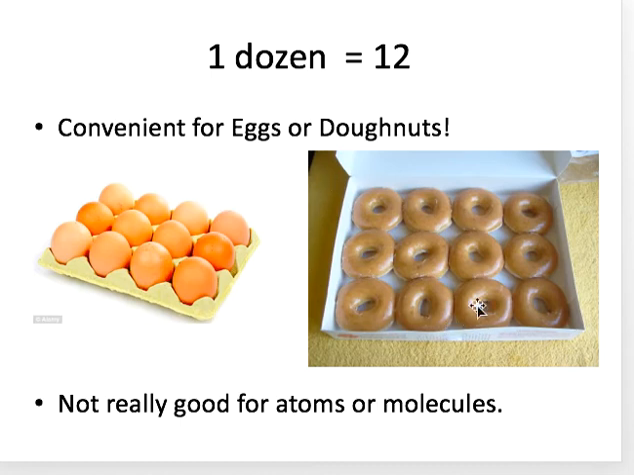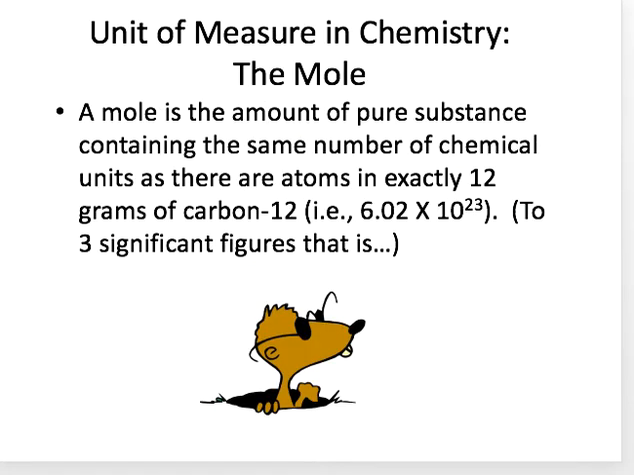This is a good size. You can see these 12 donuts. On the other hand, you can see these 12 eggs. It's really good for eggs and donuts because you have large particles. It's not really good for atoms or molecules because atoms and molecules are really, really, really small. And because they're really small, having just a dozen of them is still really, really, really small. So we use a unit of measurement in chemistry called the mole.